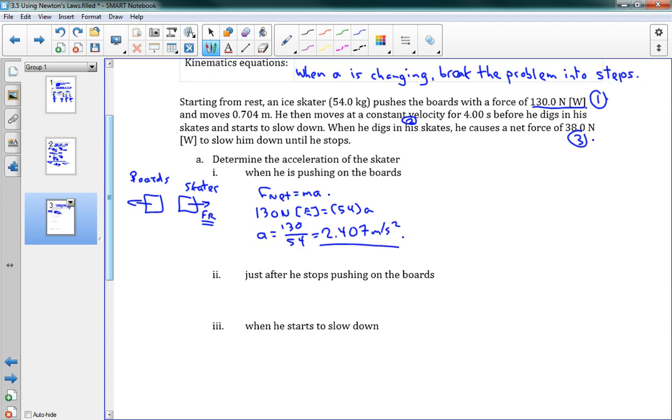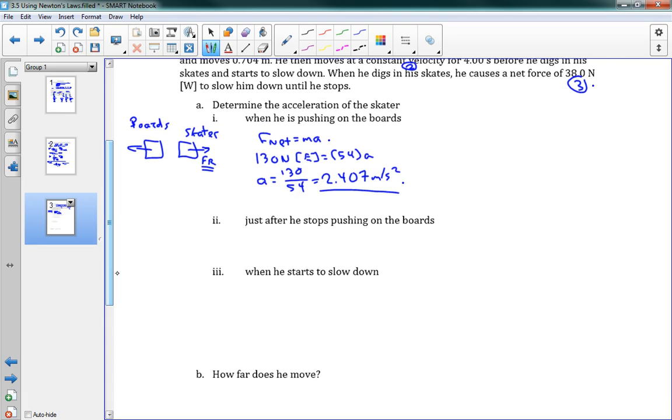There's his acceleration. Okay, now we want to find out what's his acceleration just after he stops pushing. Remember, this is step 2 where he's moving at a constant velocity. Well, constant velocity means there's no acceleration, which means that a is equal to 0.